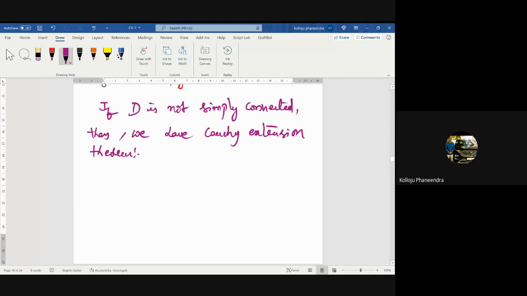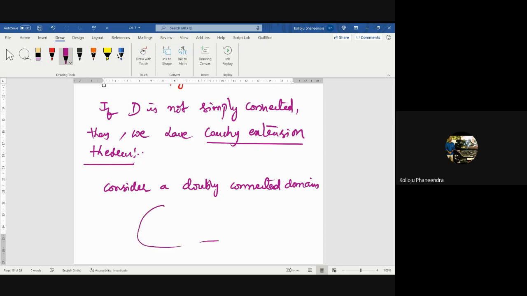What is that Cauchy extension theorem? See, for example, I'm not stating it, I'm just proving one part. Consider a doubly connected domain. What is the domain I'm taking? Doubly connected means only one hole will be there. This is curve C and this is C1. These are the points. This is the domain.